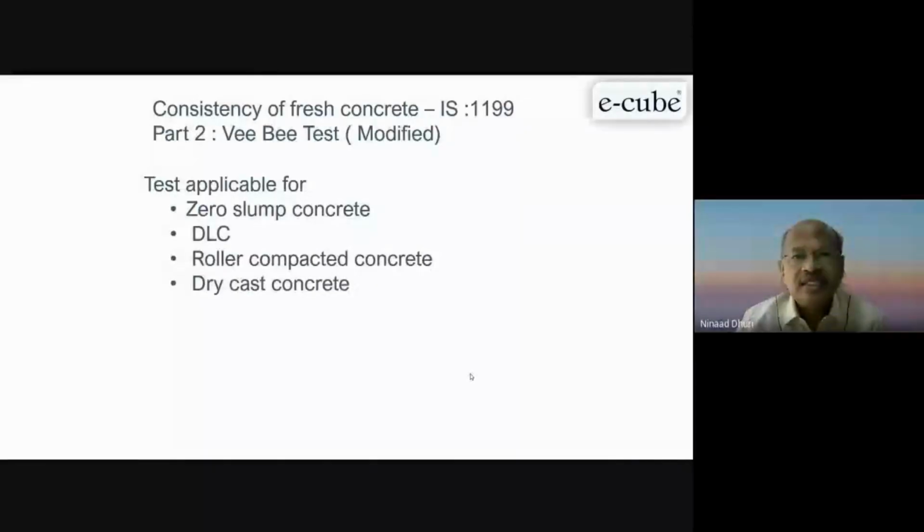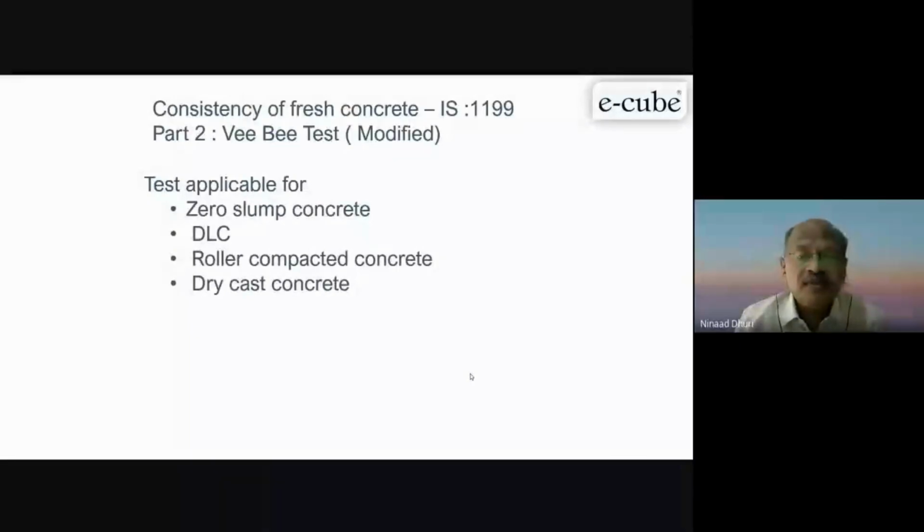Second is your DLC. DLC is dry lean concrete. There also it is a zero slump concrete. Basically we use it as a sub base for your pavement quality concrete, in a range of about 100 mm to 110 mm, over your compacted soil, to take the levels properly and also to transmit the load to the soil. So this concrete is also very dry concrete.